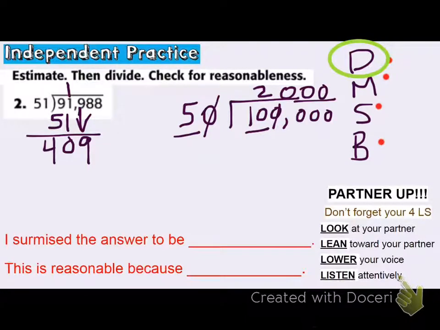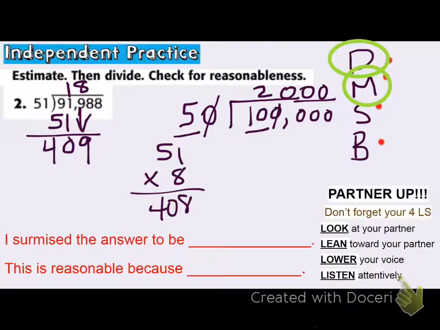Well, it's close to 50 and it's close to 400. I think it's going to be close to 8. I'm going to try 8 and see if it works. 51 times 8. I'm moving on to multiply. Well, 408 definitely works. I can go ahead and subtract 408. And there's 1 left over.